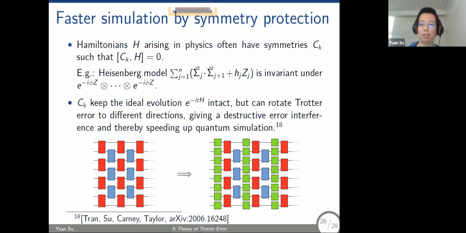And also there's an issue here, because if you use this symmetry, you have to introduce some additional gates like the green boxes. And this actually will increase the gate complexity of one step. So you have to find a trade-off. On one hand, the symmetries can help you reduce the simulation error, so we'll have a fewer number of steps. But on the other hand, the cost of implementing each step will increase. So there will be a trade-off. Okay, that makes sense.